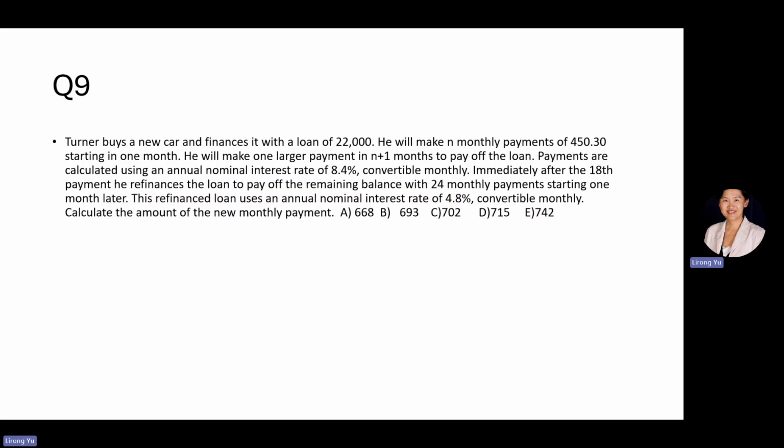That's the annual interest rate, but we're making monthly payments. So we need to figure out the monthly interest rate. That's what you're going to need in your a_n or S_n formula: the actual monthly interest rate, convertible monthly.